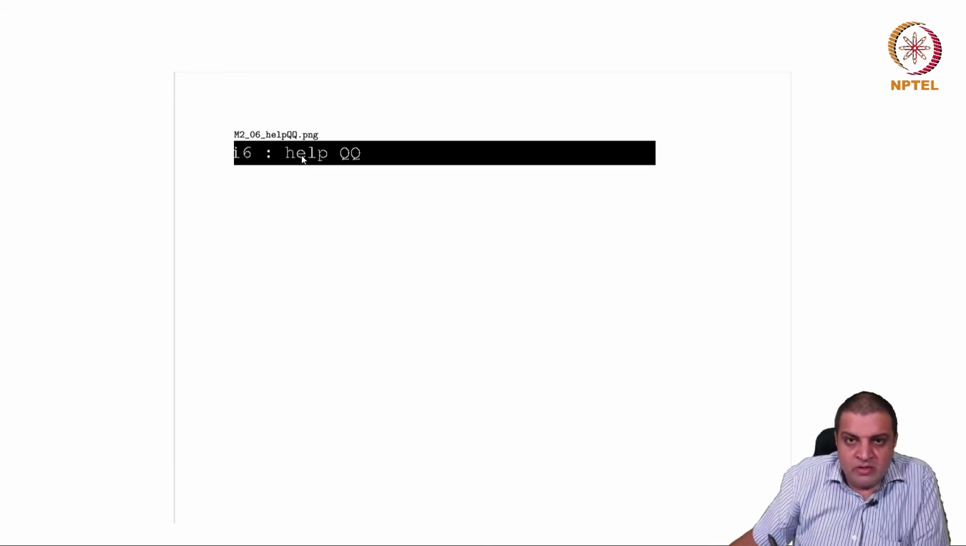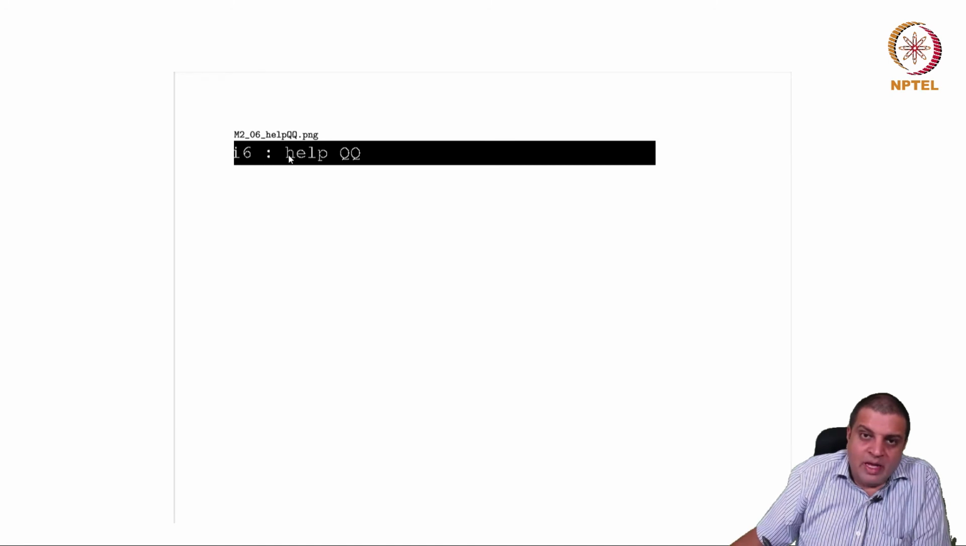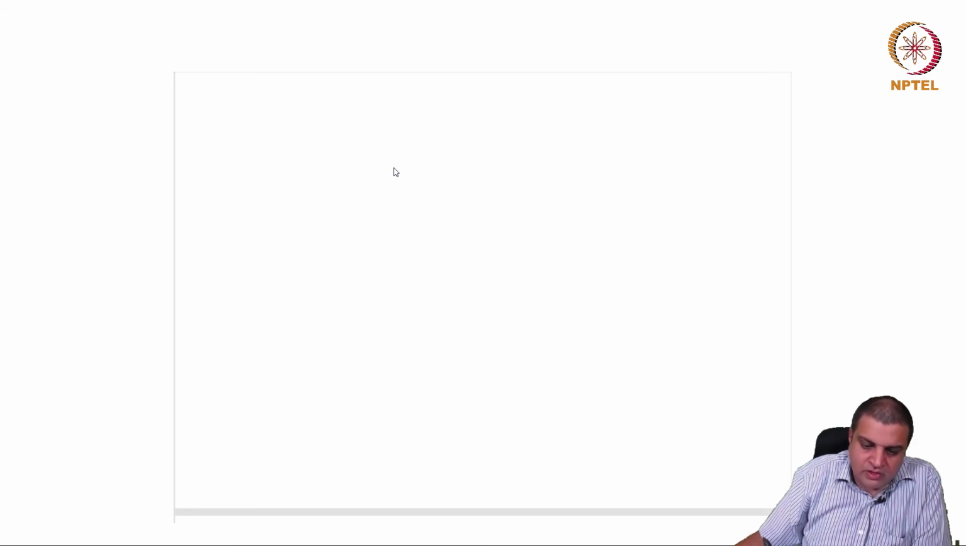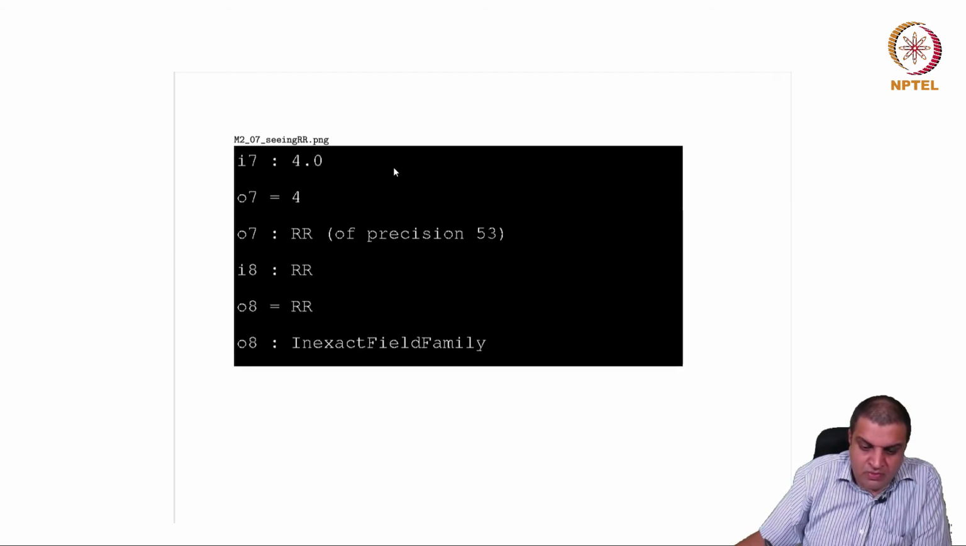So whenever we are confused, we can ask for help. So now I type help QQ, and one has to press enter. Then it will just type a lot of help. It will run into multiple lines, so I'm not showing you what the output is. You can try this yourself. But essentially it tells you what are the things that you can do in Macaulay with QQ. It's a long output, so I didn't.